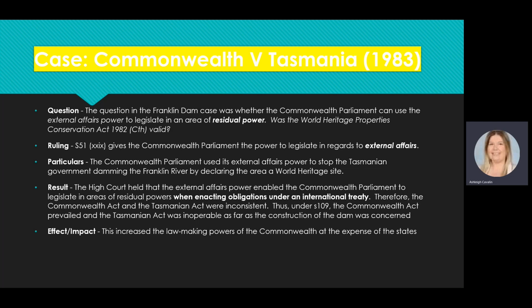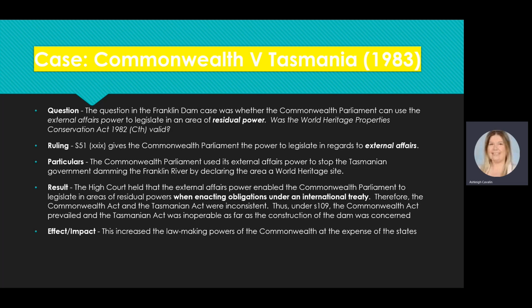In this case, was the World Heritage Properties Conservation Act passed in 1982 valid? We knew that Section 51 gives the Commonwealth Parliament the power to legislate in regards to external affairs. And in this case, the Commonwealth Parliament used its external affairs power to stop the Tasmanian government damming the Franklin River, declared a World Heritage Site. Now, Tasmania were clearly not very happy about this.